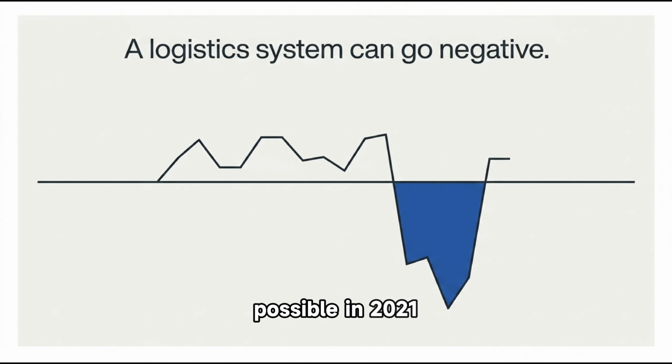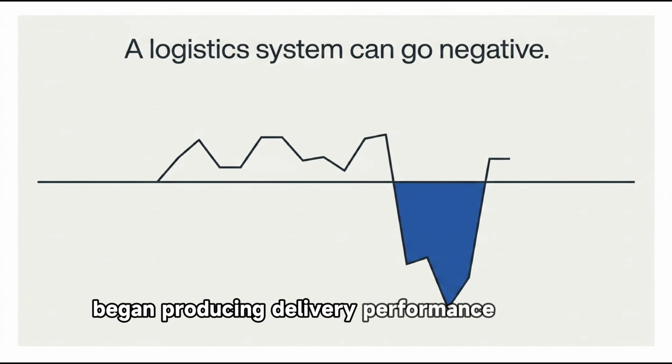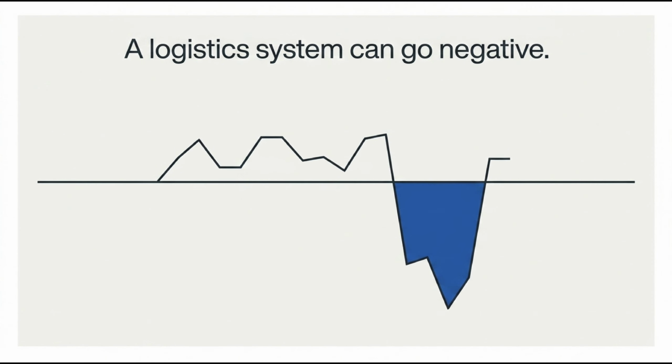In 2021, a logistics company's reporting system began producing delivery performance metrics that made no sense. A significant number of shipments were showing negative transit times, arriving before they were collected. The operations director questioned the data. The data team investigated. They found the cause quickly.